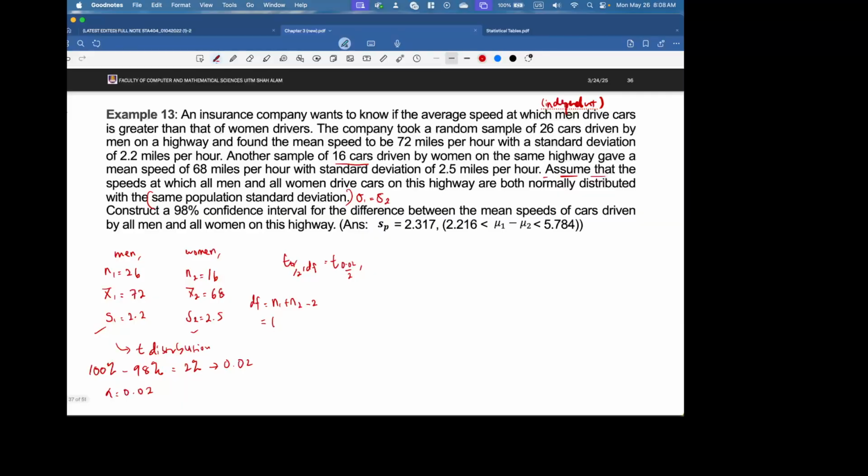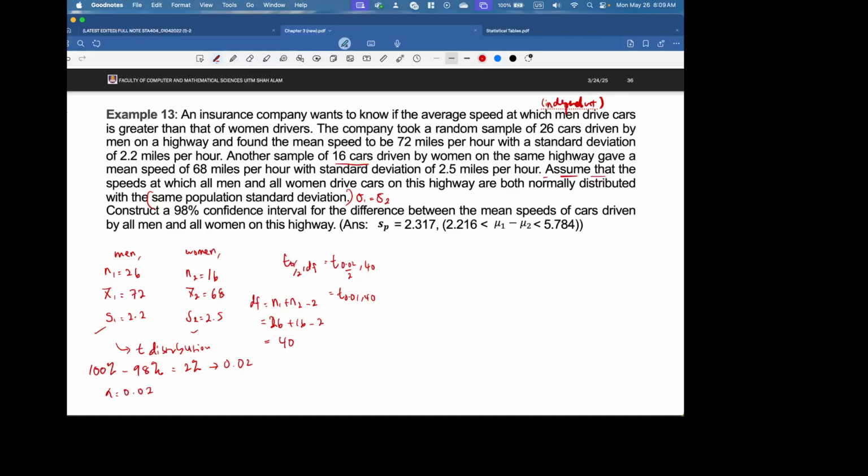So it will equal 26 plus 16 minus 2. So the answer is 40. So, t 0.01 with 40. For the T distribution, you need two pieces of information. One is alpha divided by 2, and the other is the degree of freedom.